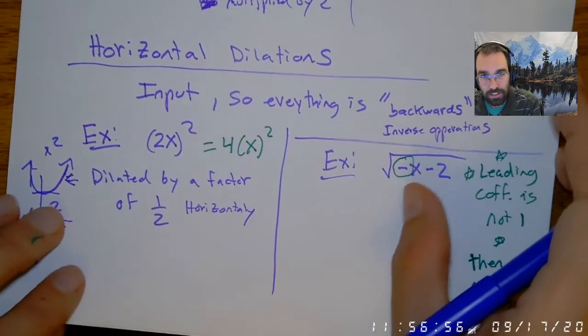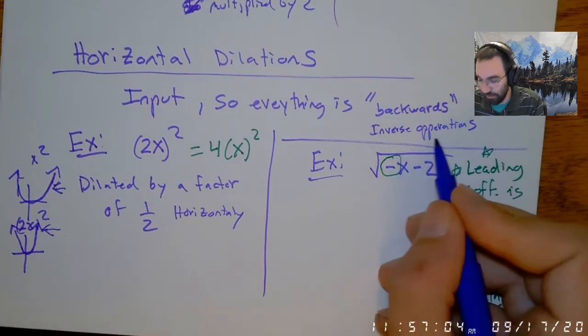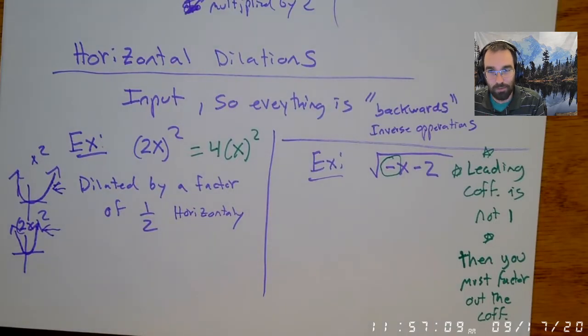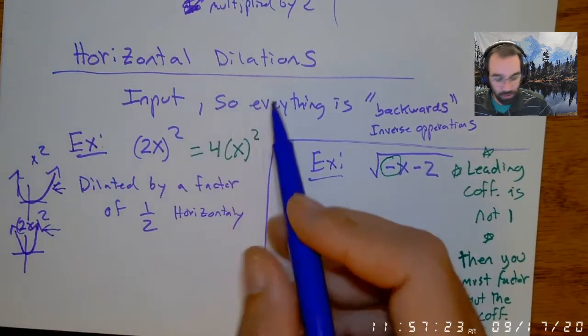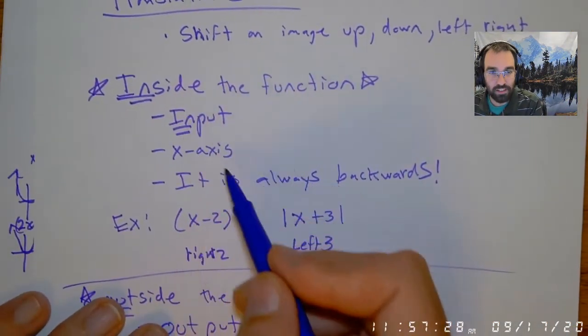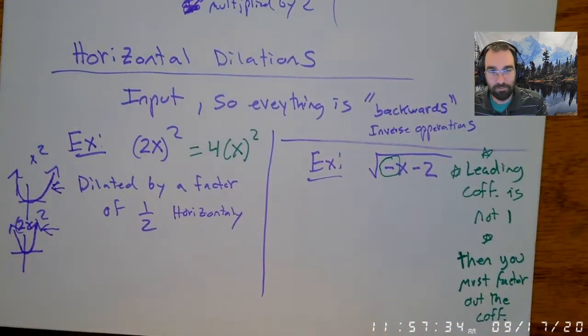We're not doing inverses until next class. So you're using the word inverse. How do I know to use an inverse operation? Anytime it's inside the function, you're always doing the opposite of what it says. You're always doing the inverse operation. That's it. Whenever it's input, notice here horizontal, it's input, so everything is backwards. If it's inside the function, it's always backwards.